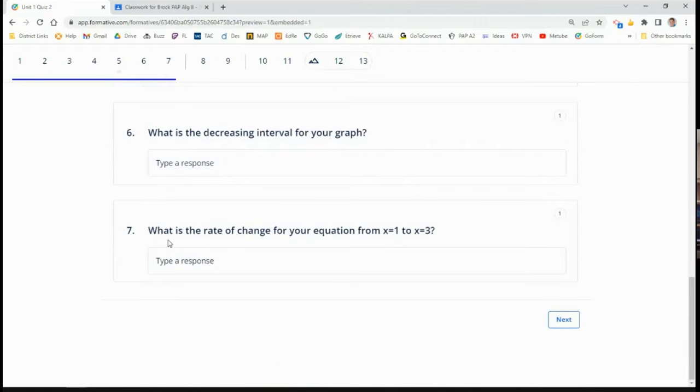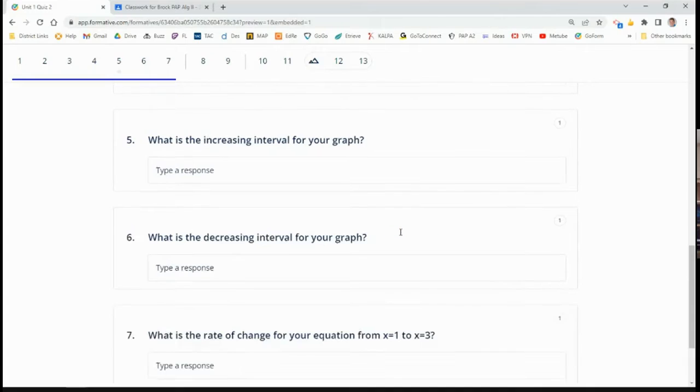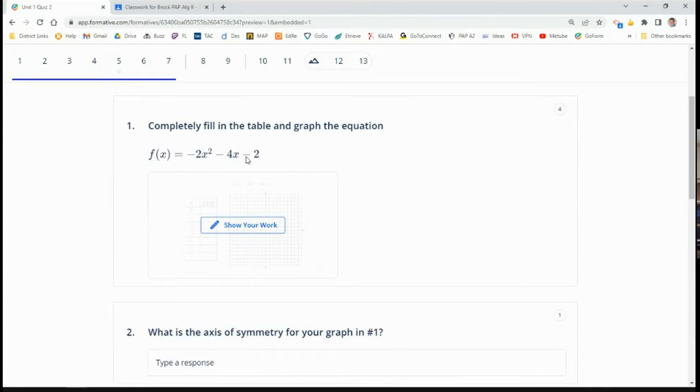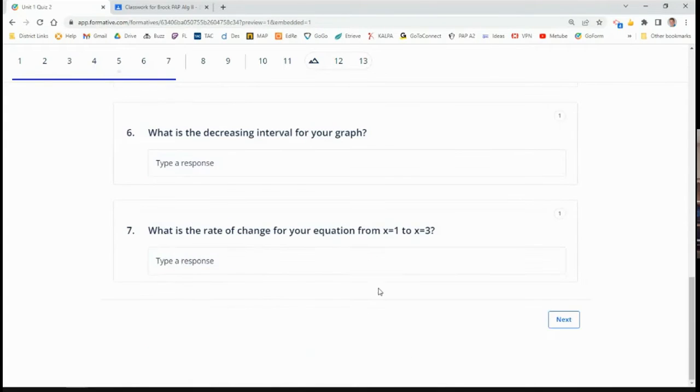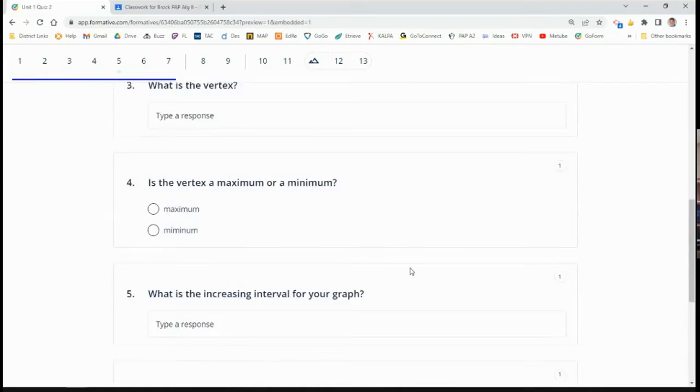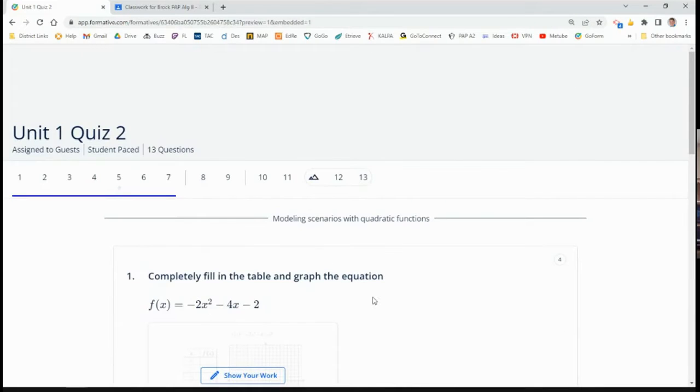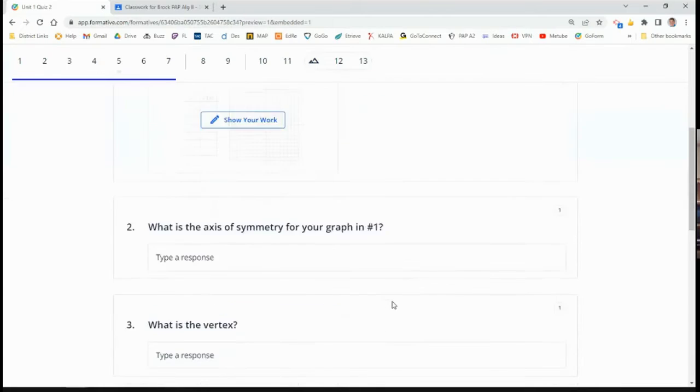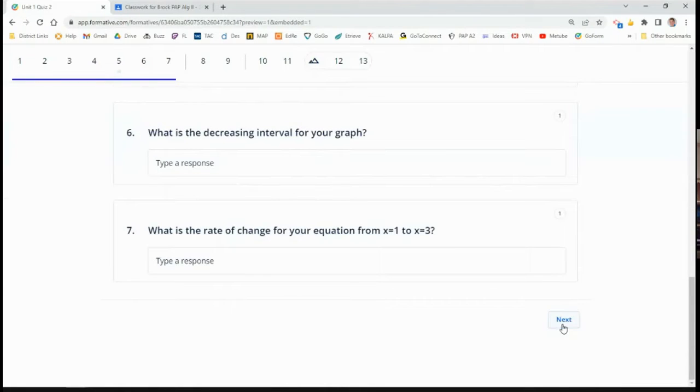And then, what is the rate of change for your equation from x equals 1 to x equals 3? The rate of change is the average rate of change, right? Every time x goes up 1, how much does y go up? You'll need to take x equals 1, put that in your equation to figure out what y equals. Then take x equals 3, put it in your equation, and figure out y. Difference in the y's divided by the difference in the x's. Okay, so that is page 1 of the quiz.